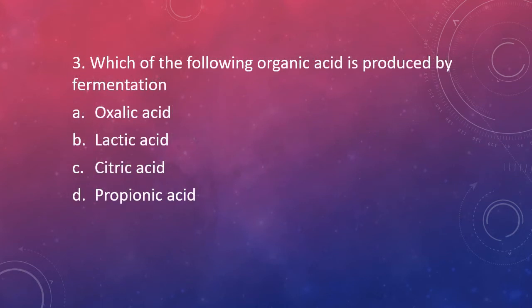Question number 3. Which of the following organic acids is produced by fermentation? Oxalic acid, lactic acid, citric acid, propionic acid. Organic acid produced through fermentation. Correct answer is option B, lactic acid.